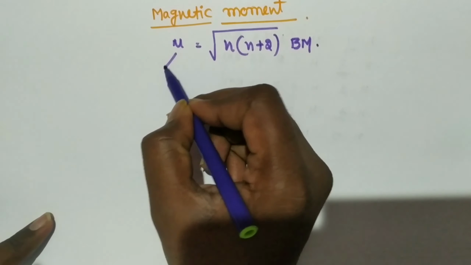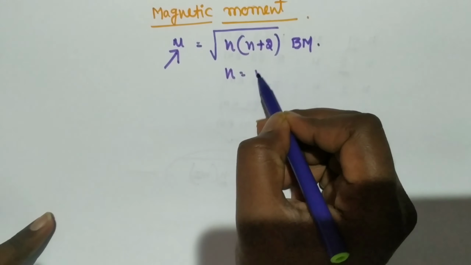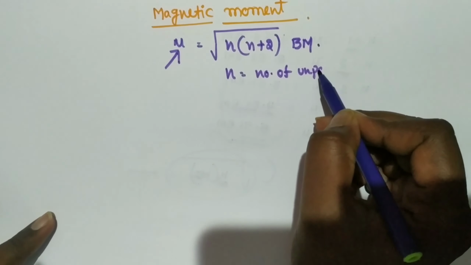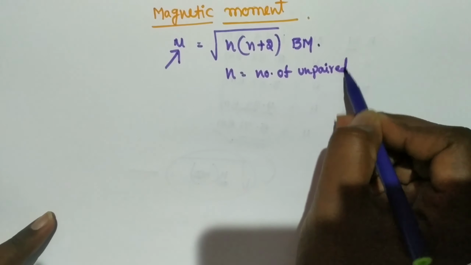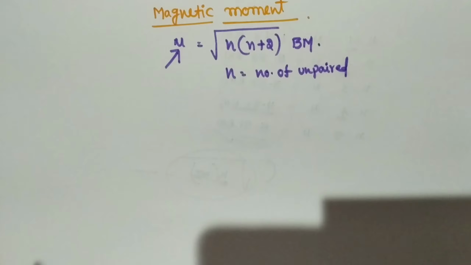Here mu is nothing but magnetic moment. Here n is equal to the number of unpaired electrons. So you can calculate the magnetic moment of the elements very easily.